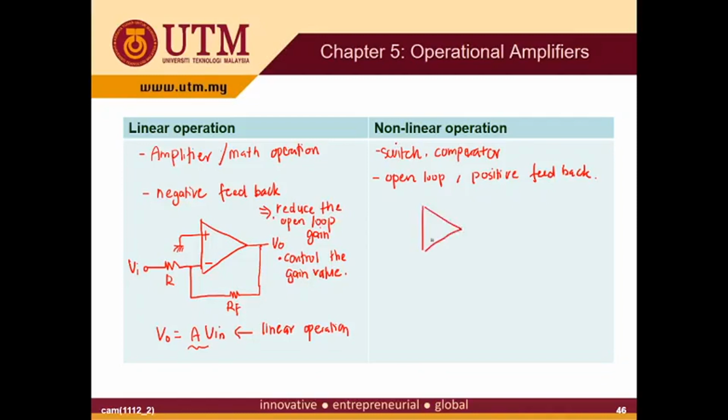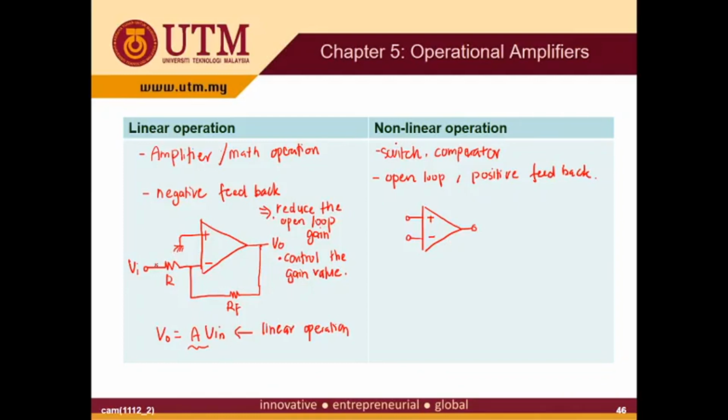So you consider the op-amp, and let's say this is your input and this is the output. For the nonlinear operation, usually we have two input values. For the linear operation, sometimes we have one input, V in, sometimes two inputs, or sometimes more than two inputs. For example, in the summing amplifier, you can have more than one input value.